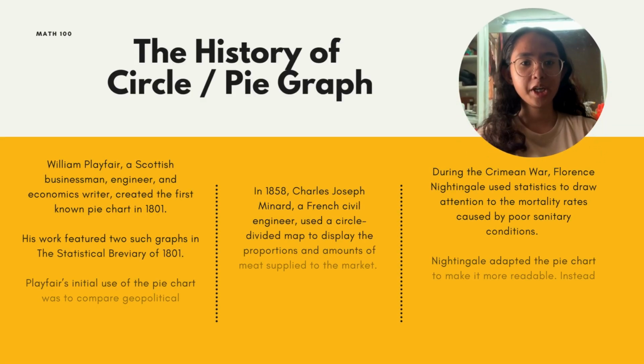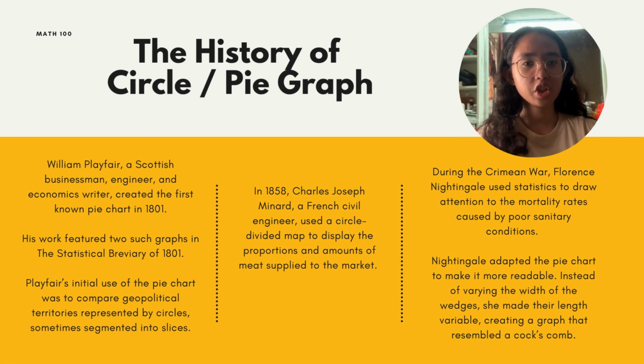In the history of pie charts, William Playfair, a Scottish businessman, engineer, and economics writer, created the first known pie chart in 1801. His work featured two such graphs in the Statistical Breviary of 1801. Playfair's initial use of the pie chart was to compare geopolitical territories represented by circles, sometimes segmented into slices. In 1858, Charles Joseph Minard, a French civil engineer, used a circle-divided map to display the proportions and amounts of meat supplied to the market.